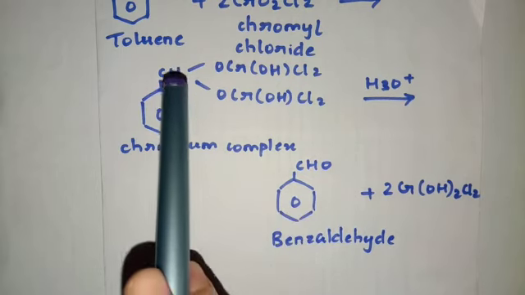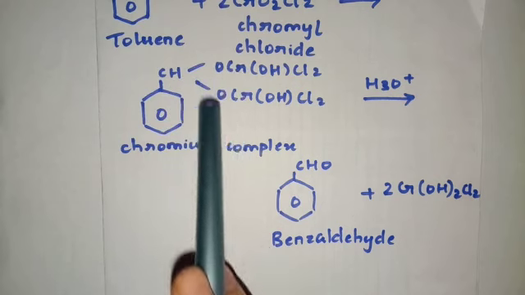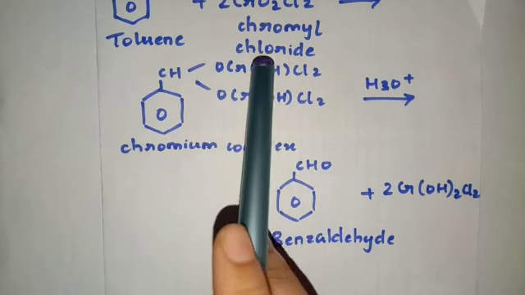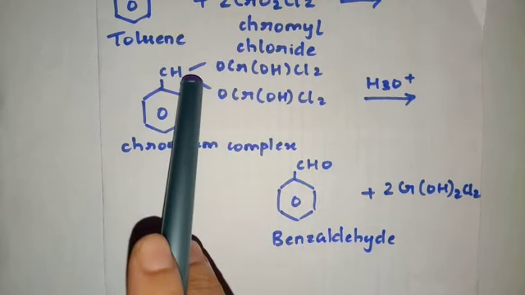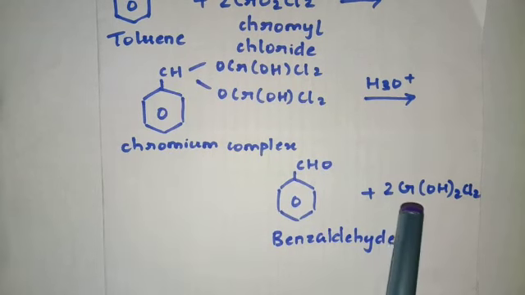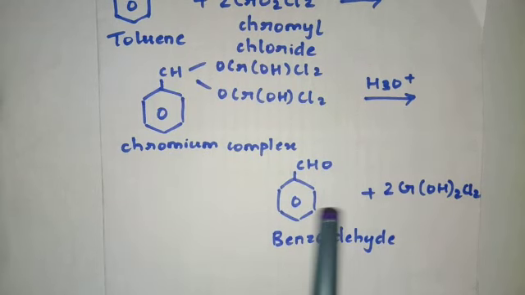Basically CH was already there, this entire thing will come outside. Instead of this entire thing, only one oxygen will be left, and whatever byproducts are formed are over here. Alright, so I'll explain this reaction now in detail.